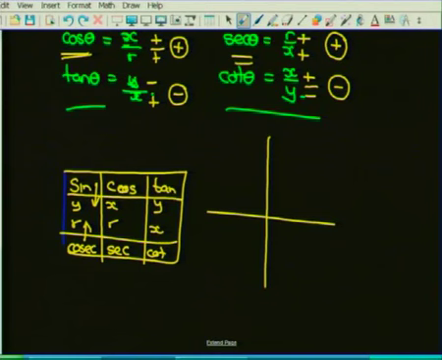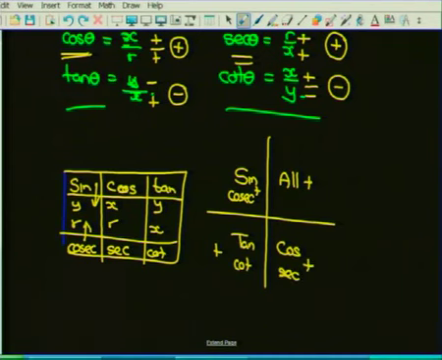And then the last thing I need to know is the CAST diagram, all students talk crazy. Okay, all means all positive. Here only sine and cosec are positive. Here tan and cot are positive. And here cos and sec are positive. And now we're ready to work. We've actually got it all under control. That's all we need to know. Right, so let's now go and have a look at a question and see what we can do.